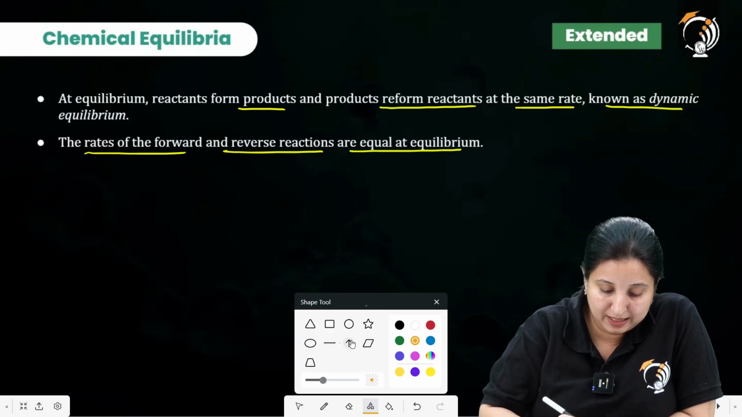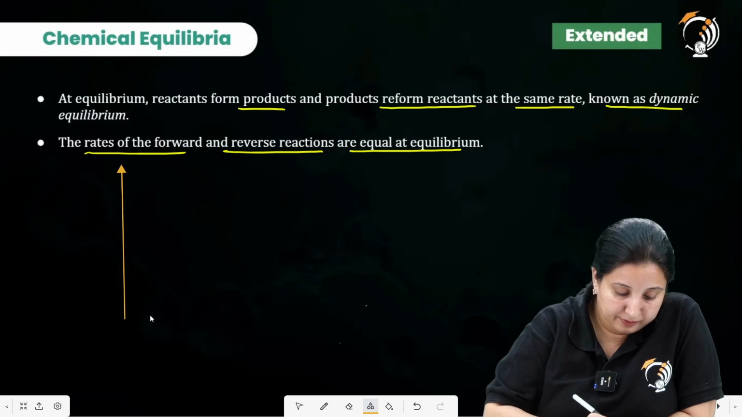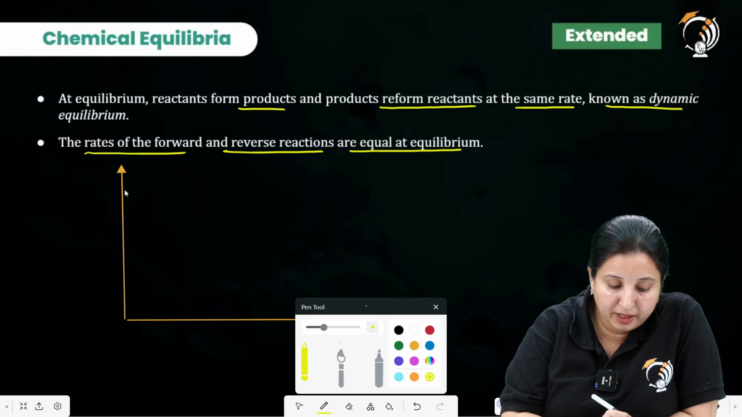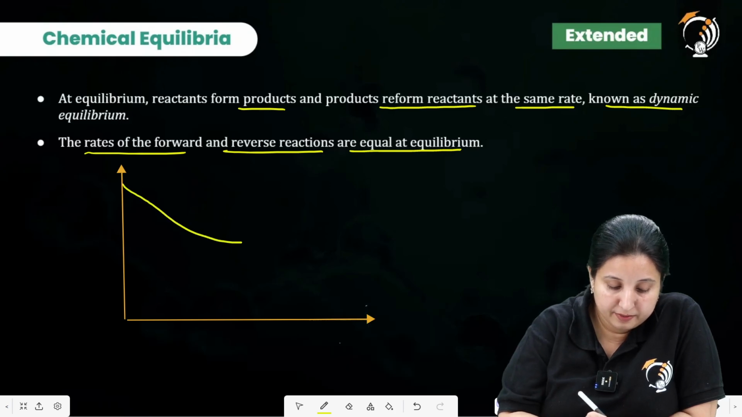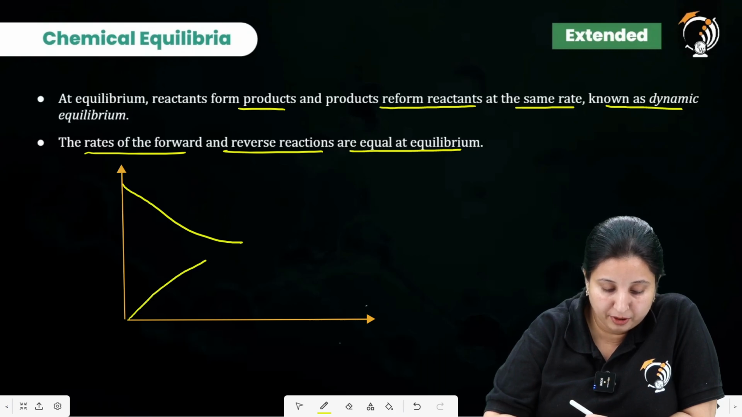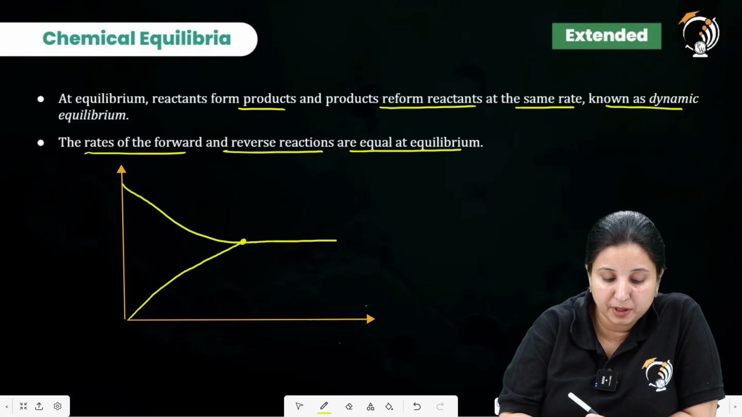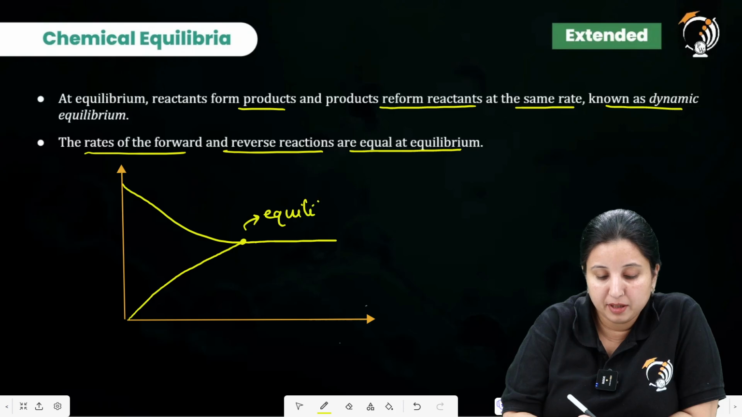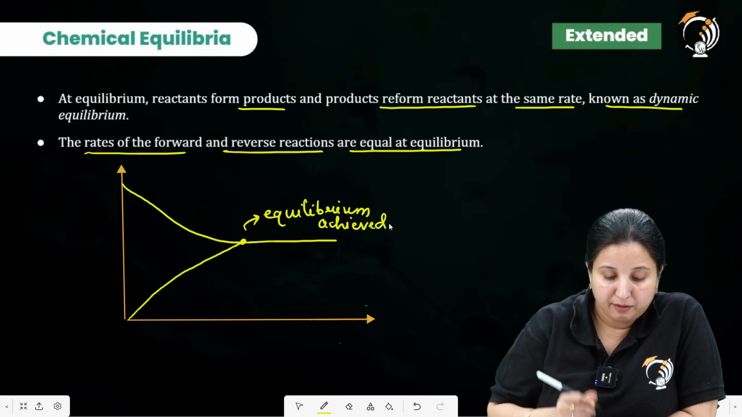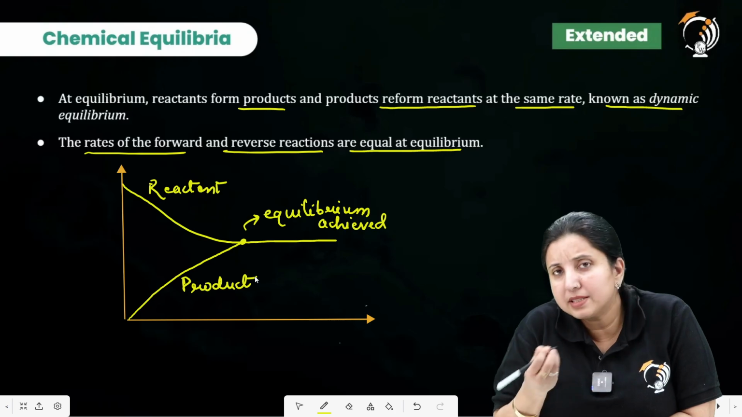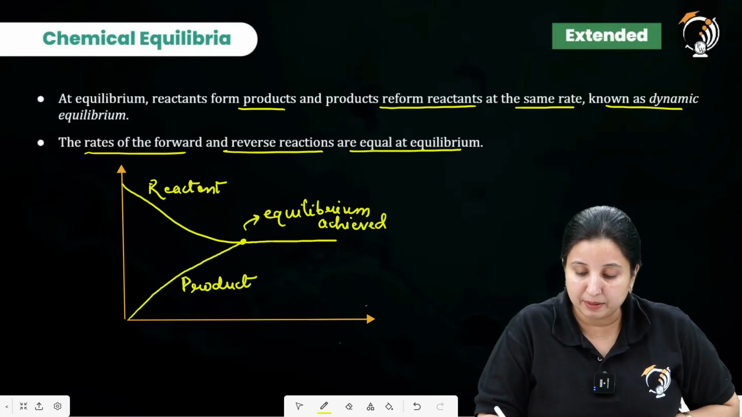Like over here, you can just see that in starting we have only and only reactant, isn't it? And simultaneously, the product starts beginning. Now the point comes where their concentration becomes equal. So this particular point we call that equilibrium is being achieved when the concentration of reactant and product becomes equal, or you can say the rate of forward reaction is equal to the rate of backward reaction.